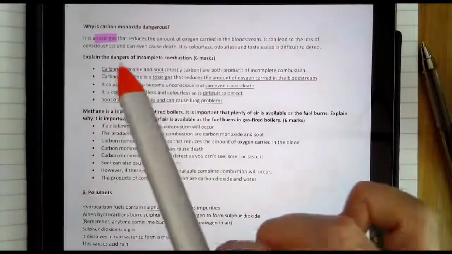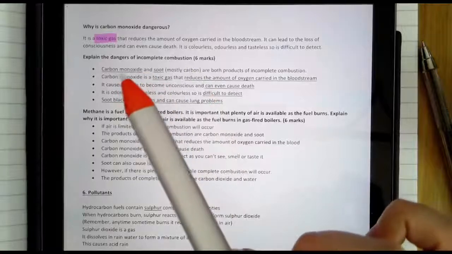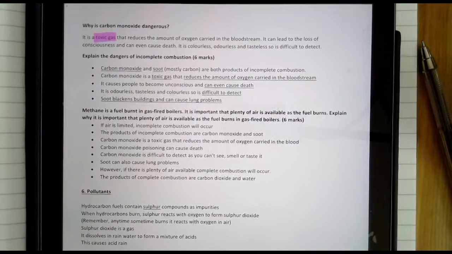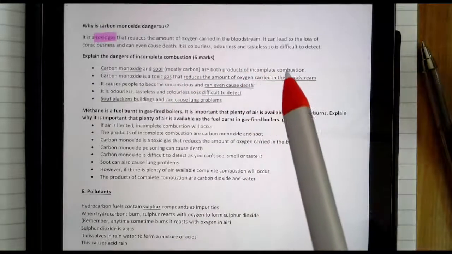So here's a 6-mark question: the dangers of incomplete combustion. So carbon monoxide and soot, actually you can form soot as well if there's very little oxygen present. Carbon by itself is just soot or coal. So if you've got very little oxygen present, you end up forming some soot. So carbon monoxide and soot are the products of incomplete combustion.